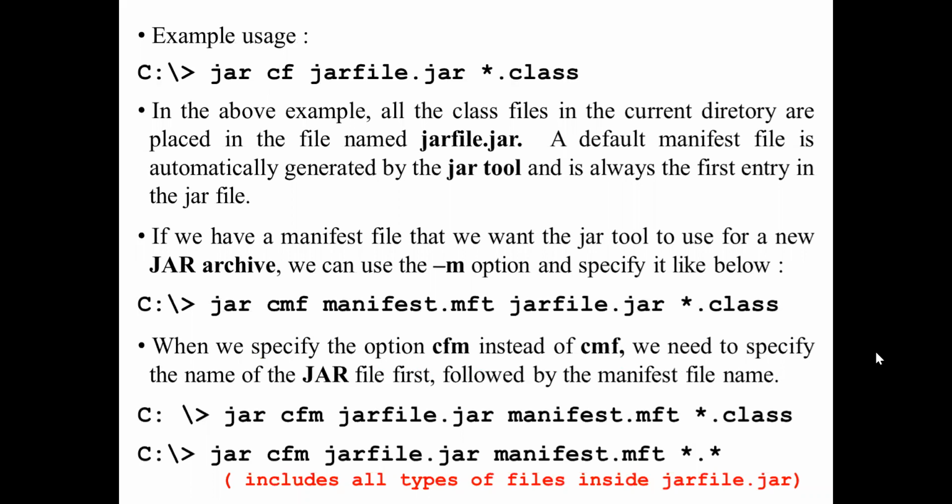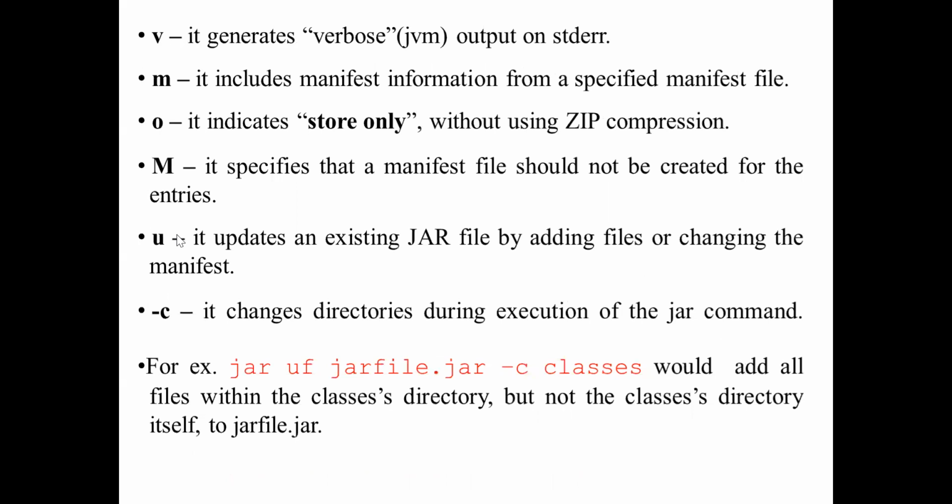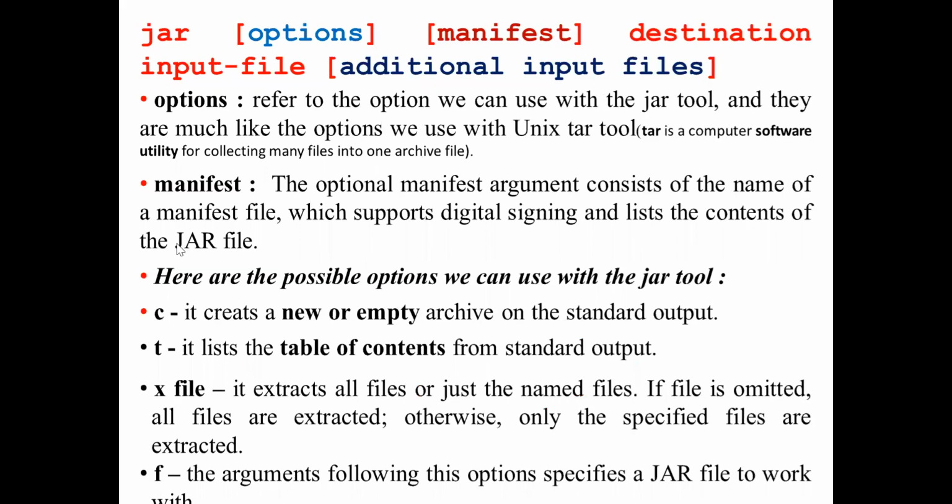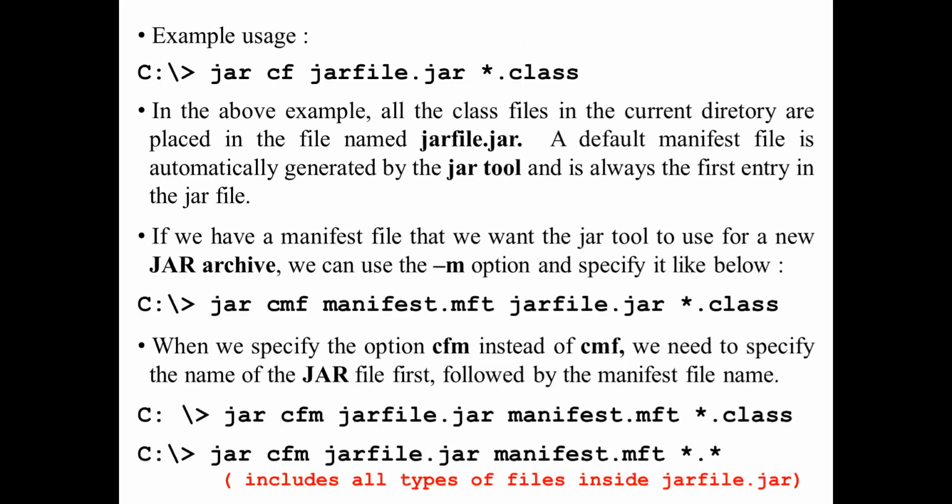Another example we can use is jar cf. Here, uf we can use first, and cf means that in the above example, the class files in the current directory are placed in the named jar file dot jar. The default manifest file is automatically generated by the jar tool and is always the first entry in the jar file.